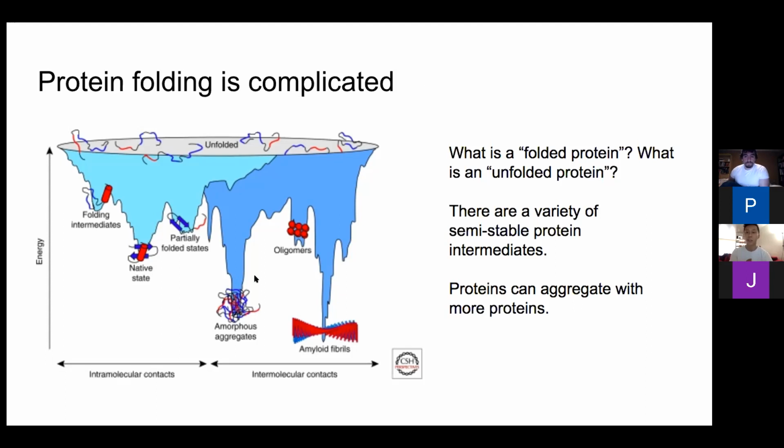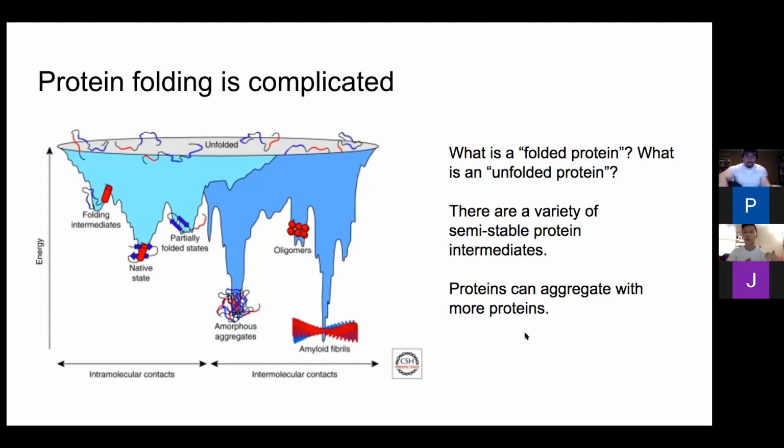In addition to the complexity of the protein structure itself, proteins can aggregate with other proteins to form larger structures like these amyloid fibrils. So the point is, when we say folded protein, there isn't just one folded protein. It's a lot more complicated than that. And these different types of proteins have different energies that we would have to consider.